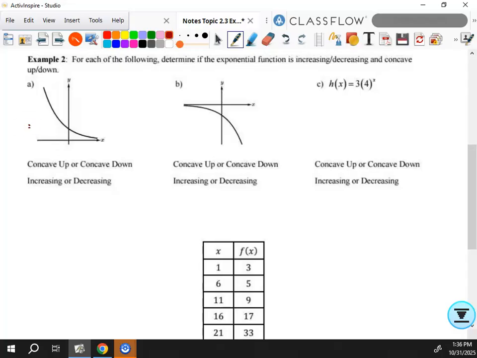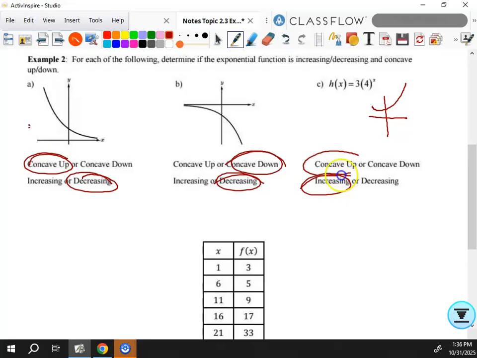Is this function here increasing or decreasing? Decreasing. And is it concave up or down? Up. Okay. I don't know why I asked that backwards, but I did. B, concave up or down? Down. Increasing or decreasing? Decreasing. Good. Then this one, the B part is greater than 1, so it is increasing, right? Because the 3 is not negative. So the function's increasing and it is concave up.